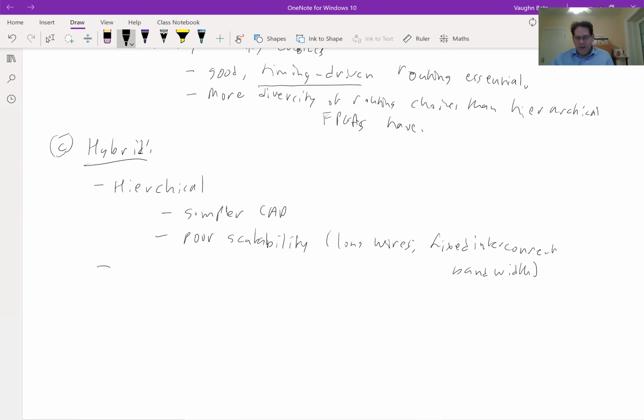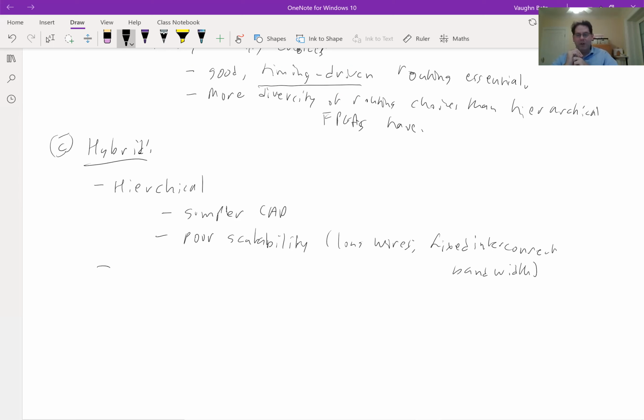Okay, so how could we combine hierarchical and island style? Maybe it's kind of obvious because I told you hierarchical. I guess there's two ways we could do it, right? We could do island style for little parts of the chip and then hierarchical to combine the big parts, or we could do the opposite.